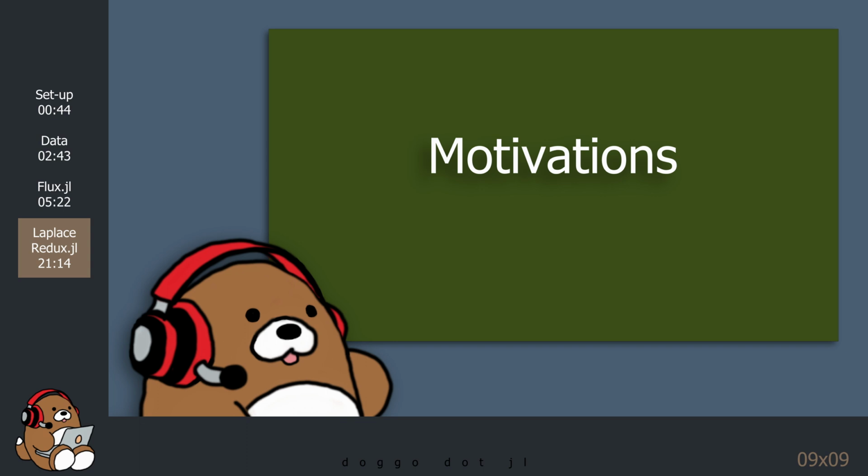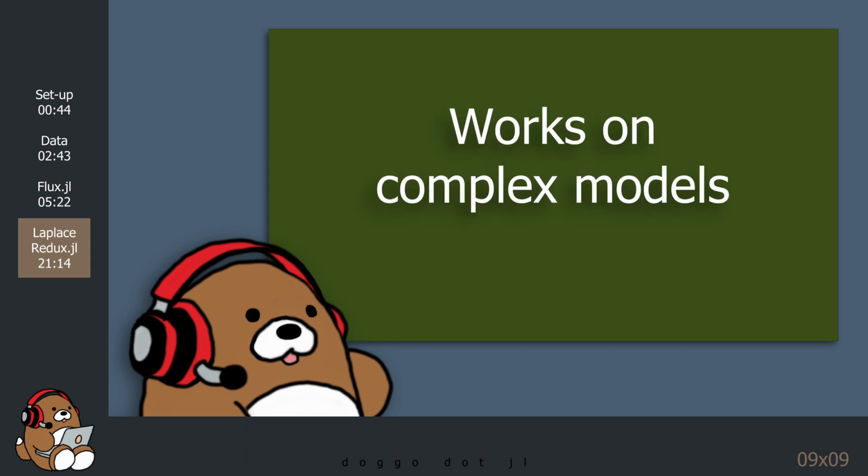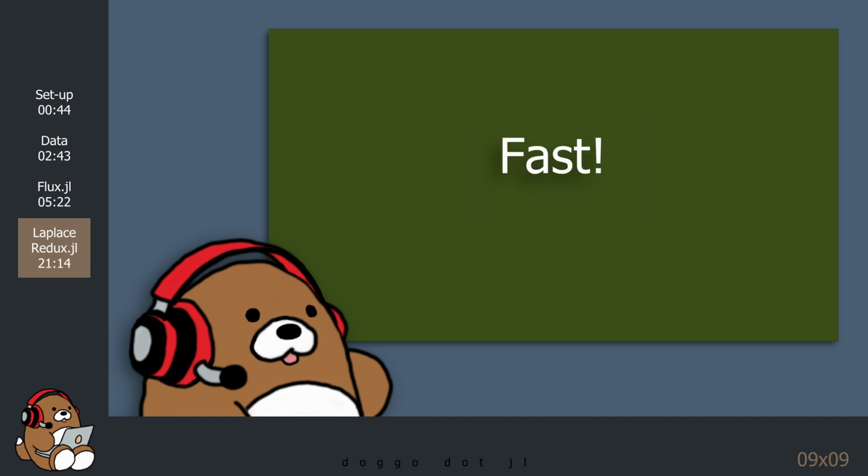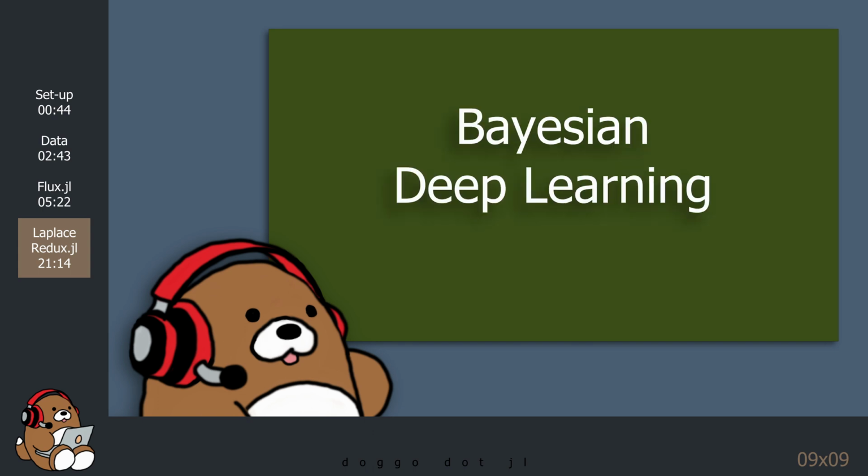Some of the motivations for using the Laplace approximation is that it works on some complex models. It doesn't require a lot of code, and it's very fast. So in the case of deep learning, trying to combine a deep learning model with a Bayesian model may take a lot of lines of code and may take a lot of computing power if you're using a more conventional approach. But combining deep learning with a Laplace approximation can be a more efficient alternative.